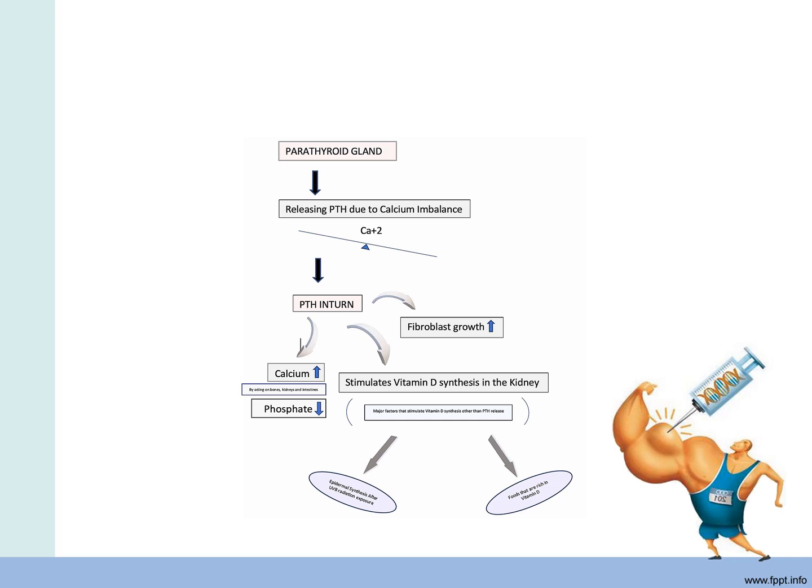This is just another diagram. I think the parathyroid gland and the whole endocrine system at times can be a little difficult to keep track of, so I like to include these visuals here. So the parathyroid gland, when calcium levels are low, releases PTH into the bloodstream to increase calcium. This then acts on fibroblast growth factor. It stimulates vitamin D synthesis within the kidney, increases calcium absorption, and decreases phosphate reabsorption.